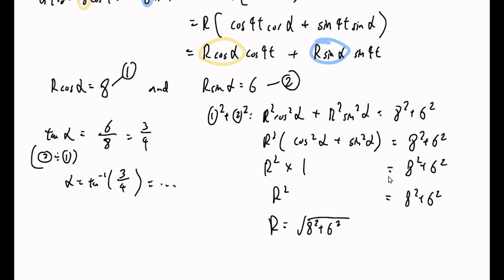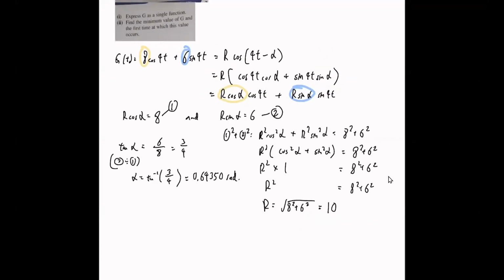Just the positive will do. Let's calculate that. 8 squared plus 6 squared is 100. Square root of 100 is 10. Tangent inverse 3 over 4, no idea, just calculate the approximation of the angle. In this case, 0.64350 radians. Very good. So now we have g of t equals 10 cosine of 4t minus 0.64350. Express g as a single function.